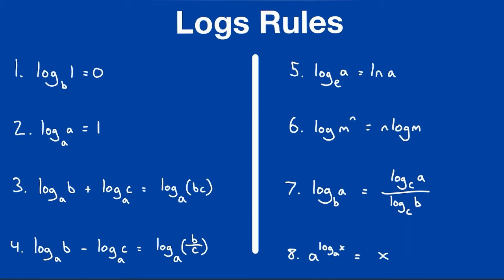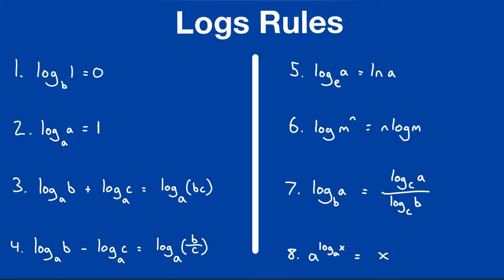So this is a very useful trick that they will test you a lot on. So this is a pretty key rule. The seventh rule is one that involves switching the bases. So say you have a singular log with a base of b and an argument of a.